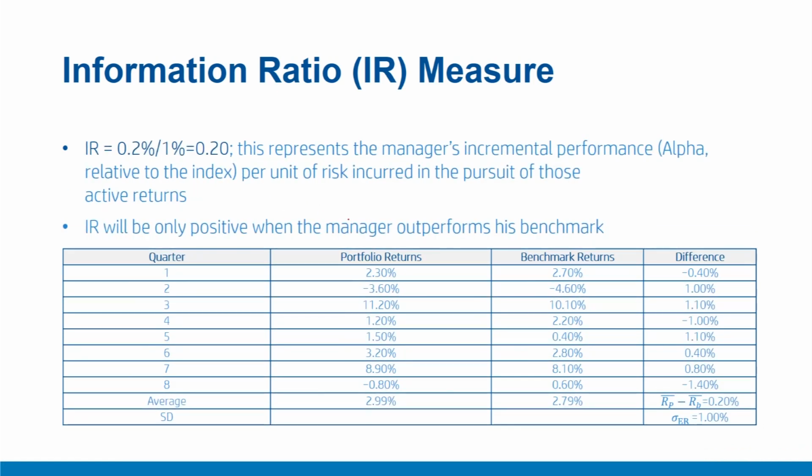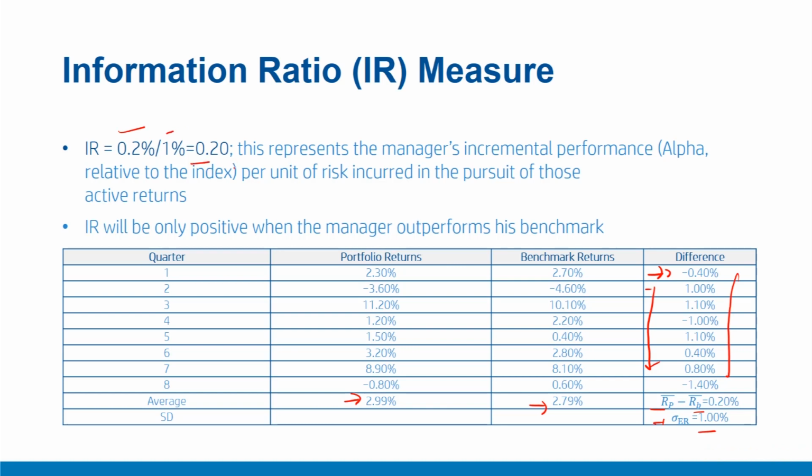In order to compute the IR ratio, we will first compute the differences between portfolio and benchmark returns. These are the differences. Subsequently, once we have these differences, which is RP bar minus RB bar, we'll compute the average of these differences, that is RP bar minus RB bar. We have the average RP bar here and RB bar here, average of returns, and then we'll compute the standard deviation of these differences. The standard deviation works out to 1%. So the information ratio here is 0.2% upon 1%, which is 0.20.